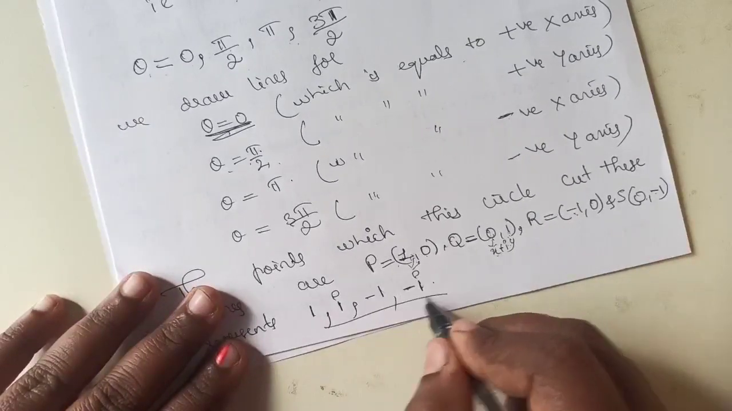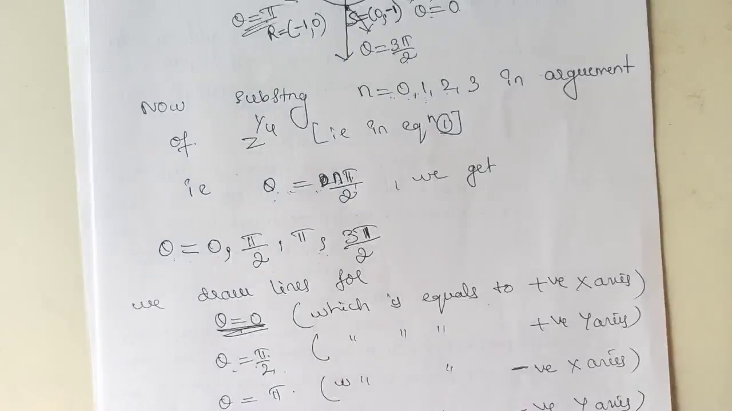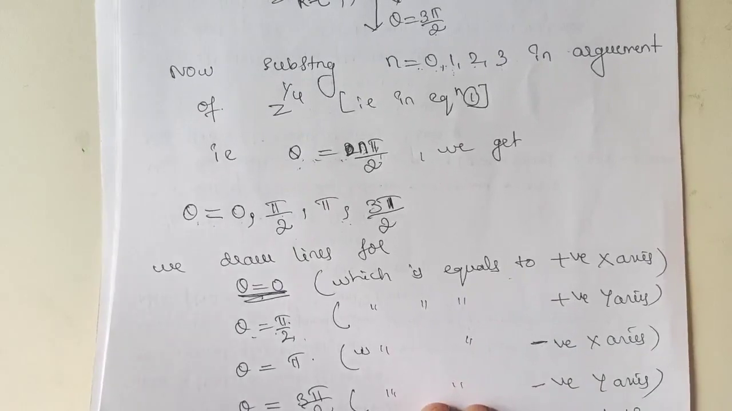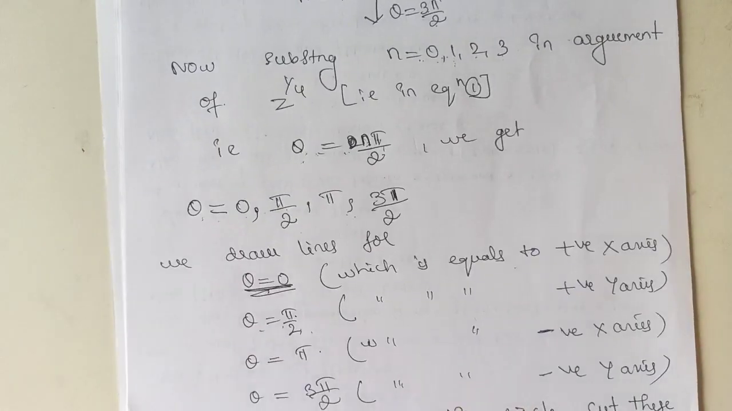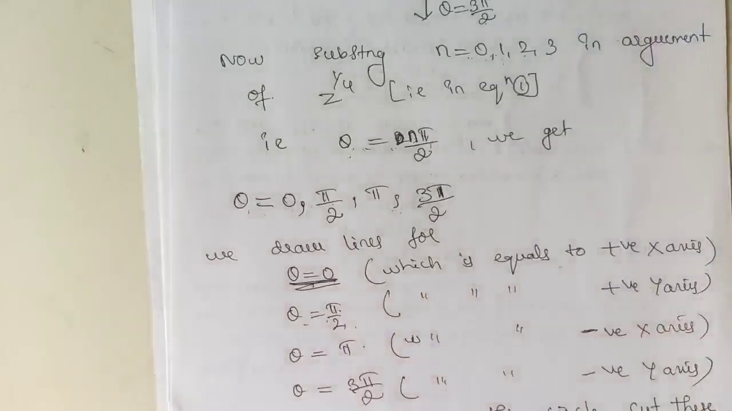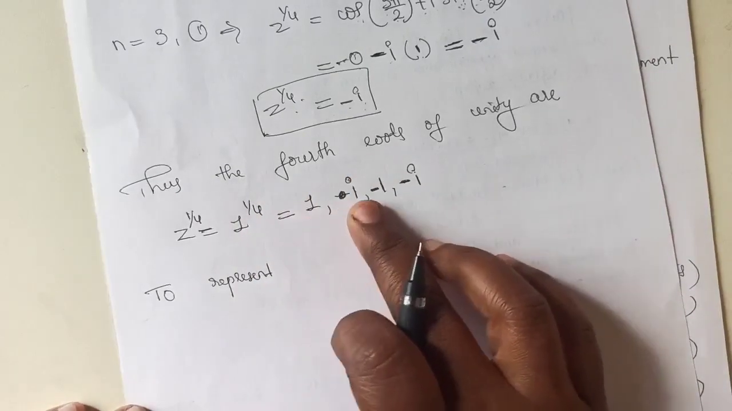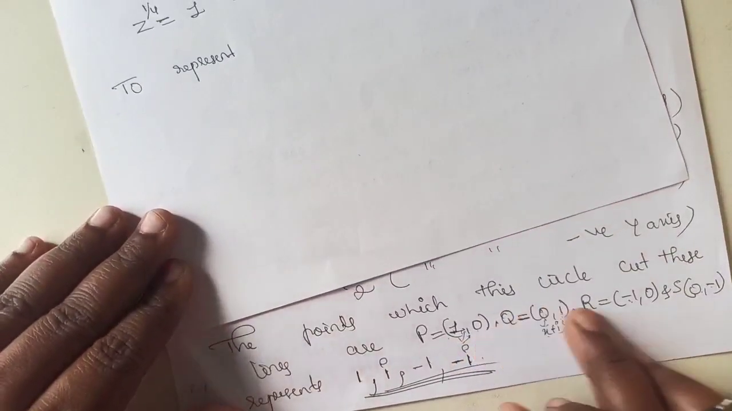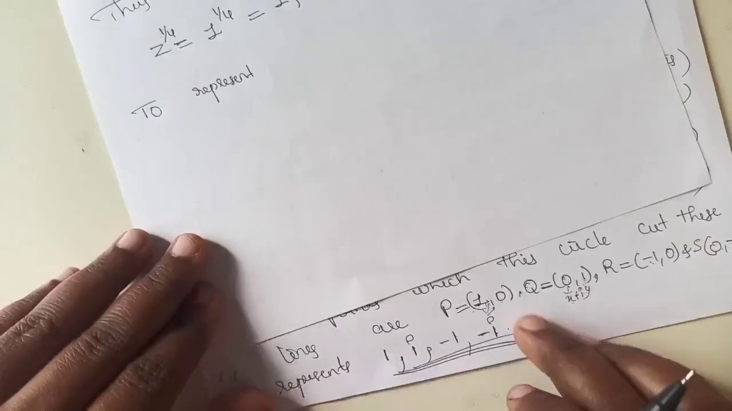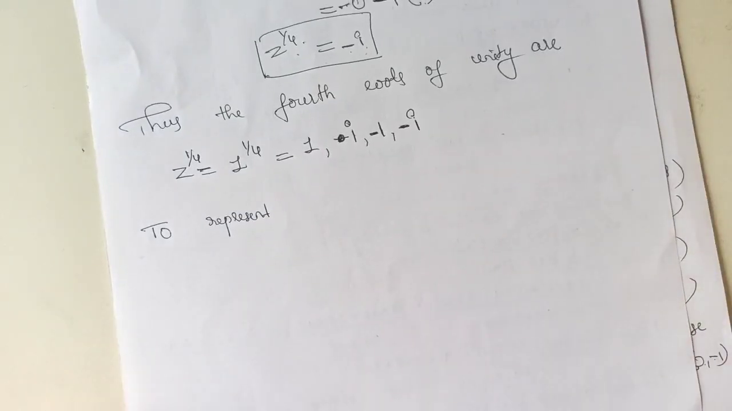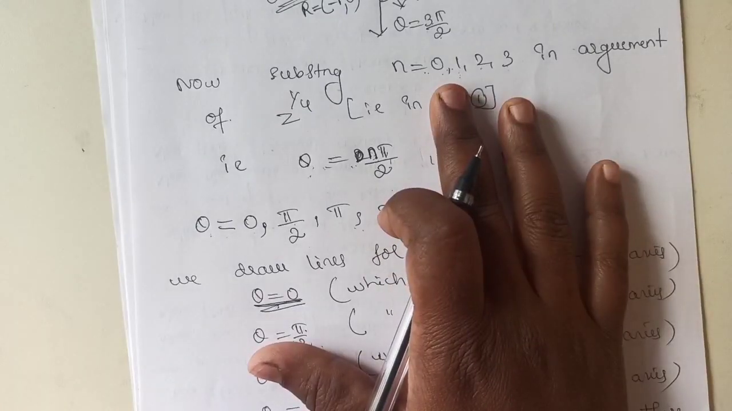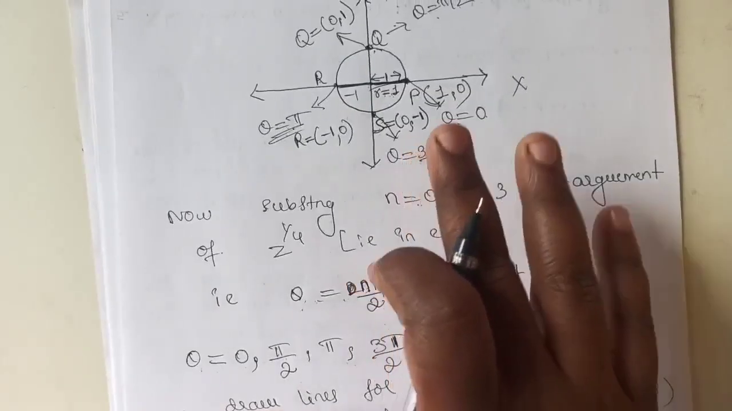So theoretically we got the fourth roots of unity, and by the Argand plane also we get the fourth roots of unity as 1, i, minus 1 and minus i. So both are verified. So this is the geometrical representation of the fourth roots of unity, or representation in the Argand plane.